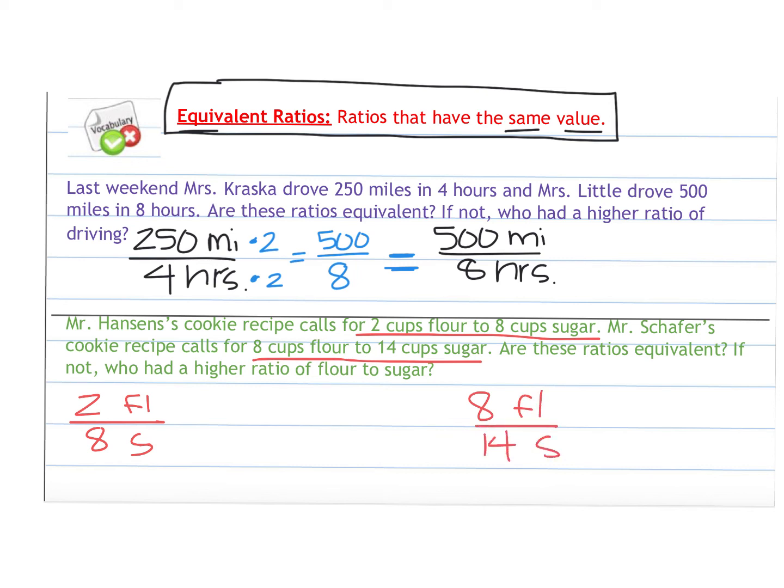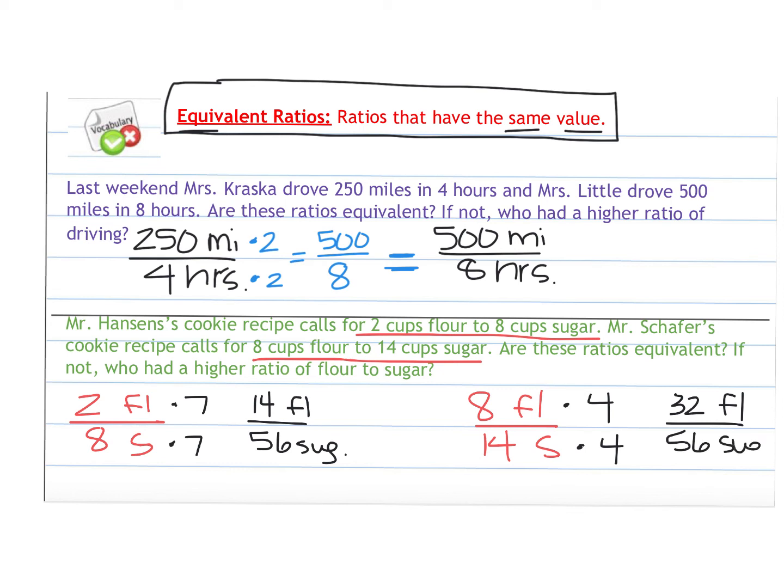So I asked myself, what's a number that 8 and 14 can both go into? I know they both can go into 56. So I'm going to go times 7 times 7. And then 14 times 4 is 56. So then times 4. So let's rewrite this. If Mr. Hansen put in 14 cups of flour, he would need to put in 56 cups of sugar. And if Mr. Schaefer put in 32 cups of flour, he would have to put in 56 cups of sugar.